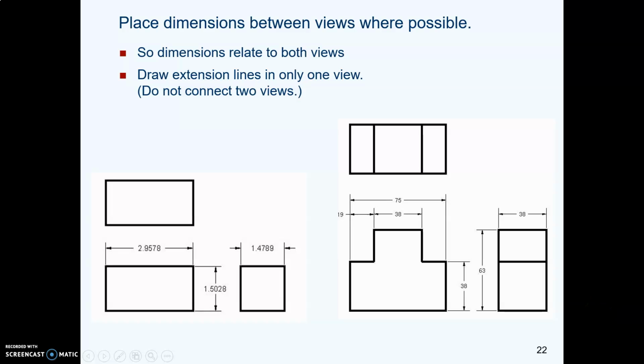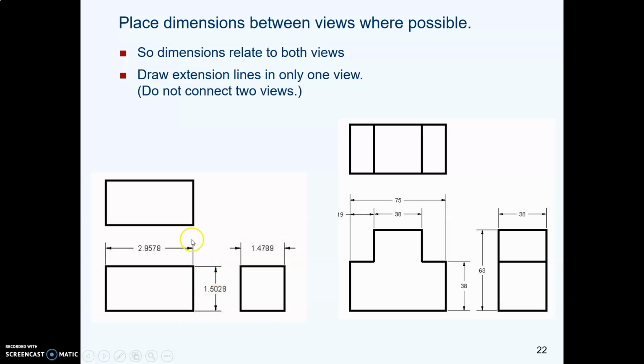Then try to put dimensions in between views if possible. It's not always possible, but where you can, try to do that. The reason for that is you're trying to make life easier for your internal customer who's using your drawing. If you have this width dimension in between the front and the top view, for example, it's easier for the reader to understand how those views are related and that they both have that same width. If you put the dimension outside the views, it just takes an extra fraction of a second to try and figure out what's happening.